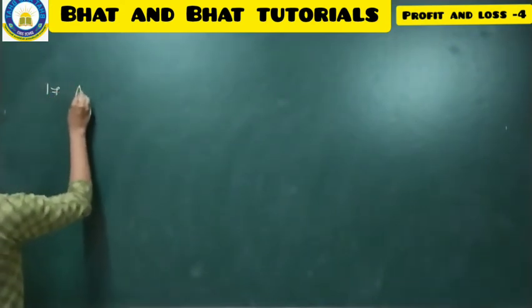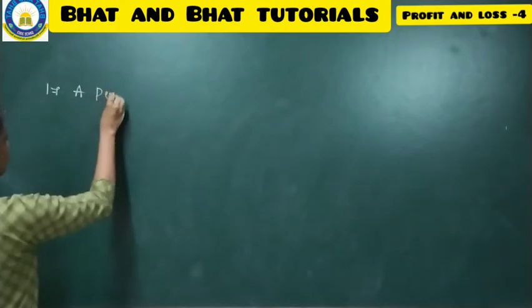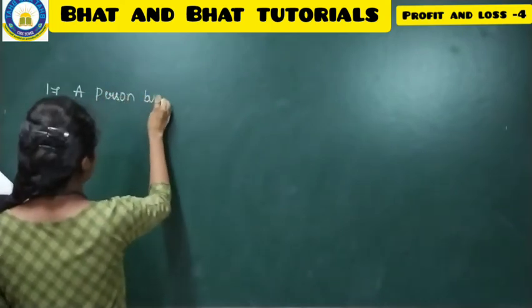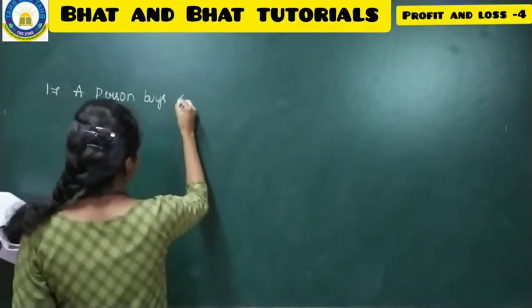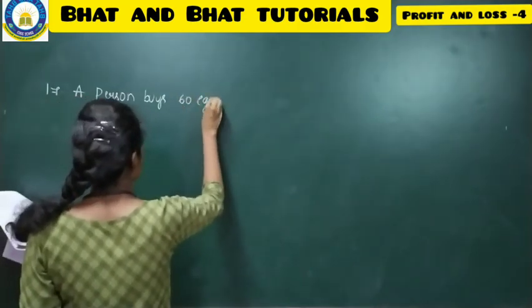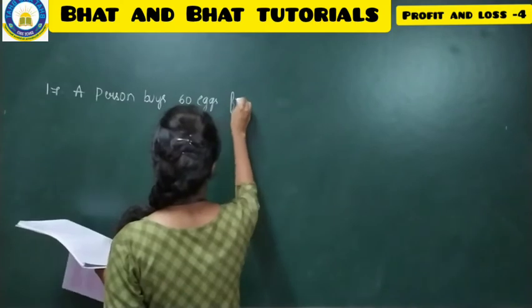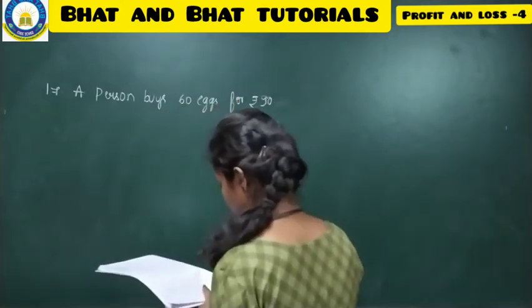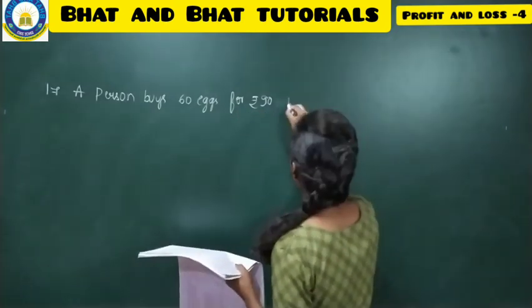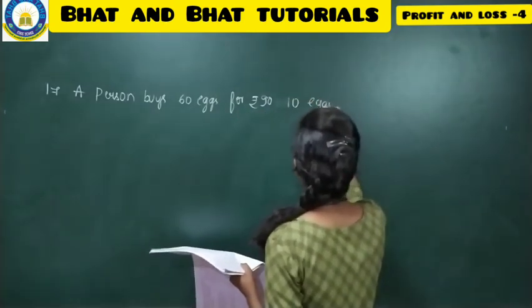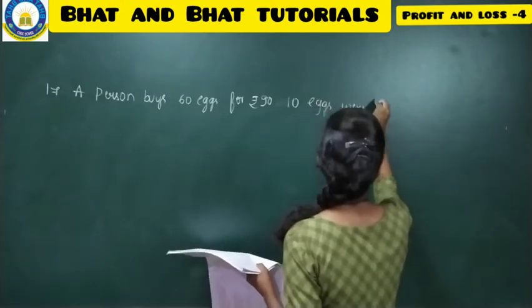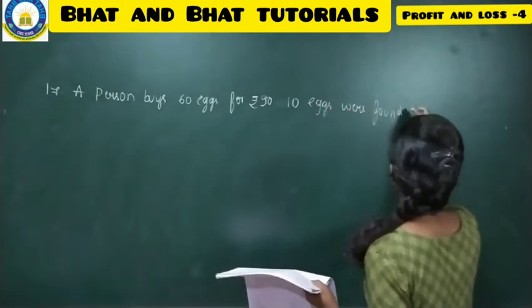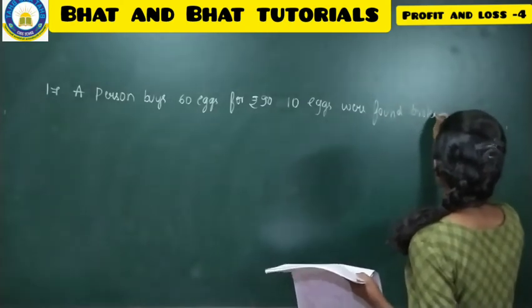A person buys 60 eggs for rupees 90, full stop and continue. 10 eggs were found broken.